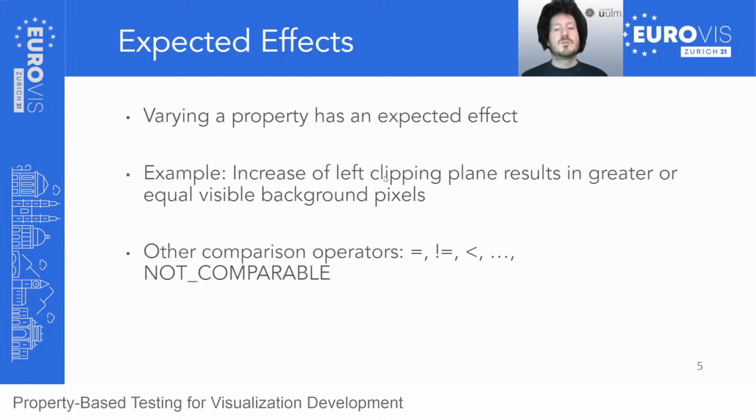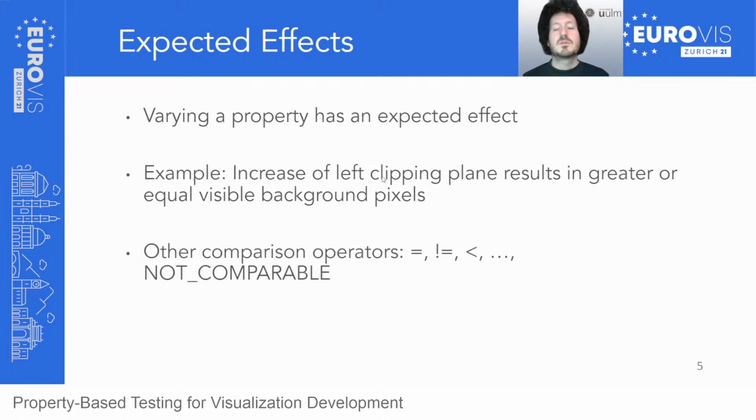At first, we automatically gather all the parameters that are involved in the calculation of the visualization. For each of the gathered parameters, we let the developer specify what effect is to be expected when the value of the parameter is increased. For example, from an increase of the lower bound of a clipping plane, we expect a greater or equal amount of visible background pixels.